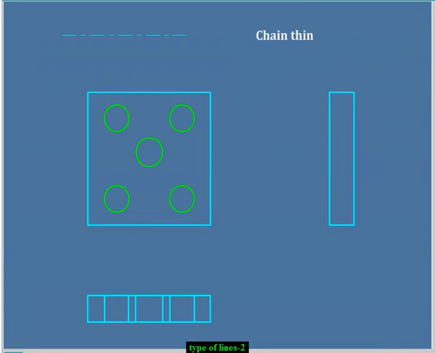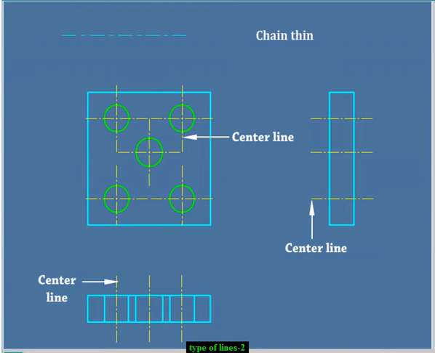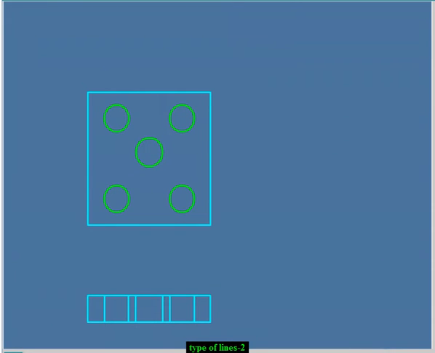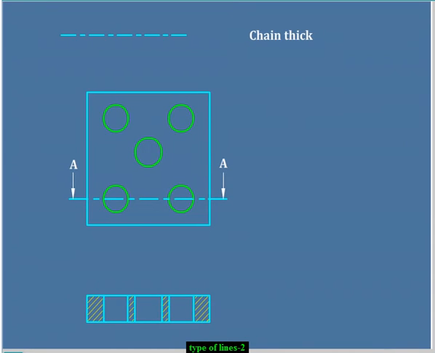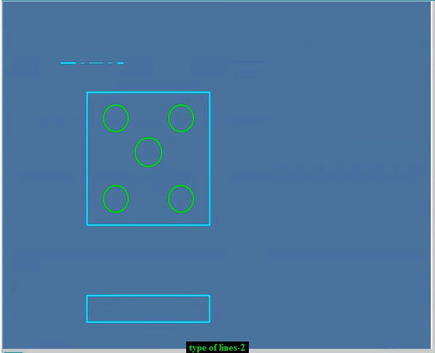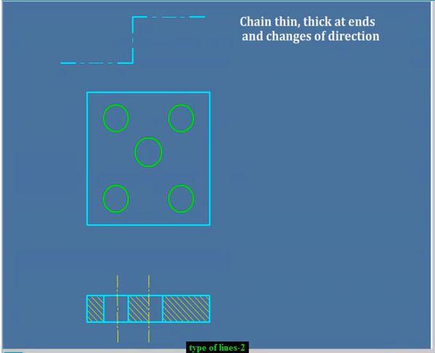Chain thin. It is used to show center line, lines of symmetry, trajectories. Chain thick. It is used to indicate lines or surfaces to which a special requirement applies. Chain thin, thick at ends and changes of direction. It is used to show cutting planes.